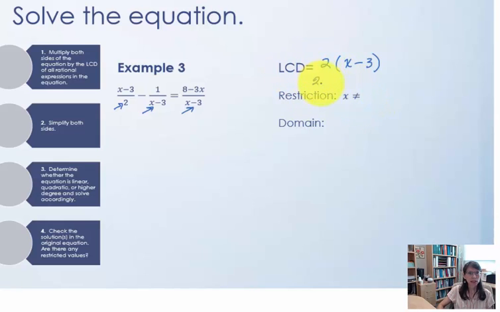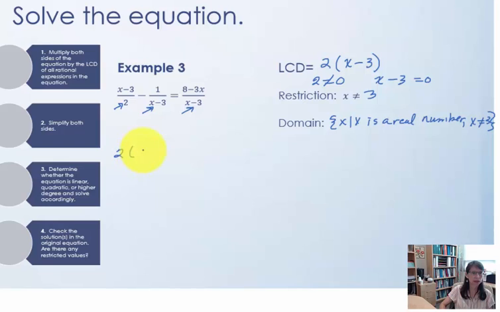Restrictions. Setting 2 equal to 0 doesn't generate a restriction because there's no variable there. And then setting x minus 3 equal to 0 would mean x equals 3, so we must eliminate x equals 3. The domain is the set of x such that x is a real number and x cannot equal 3. So we're taking our lowest common denominator now and multiplying every term in the equation by it.